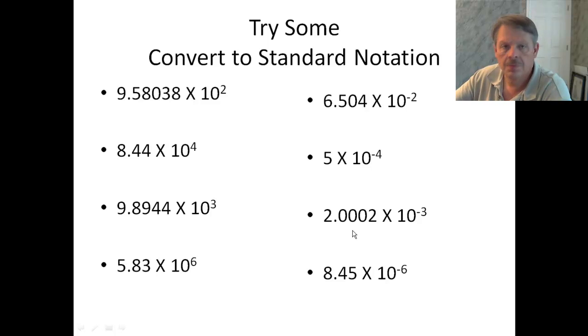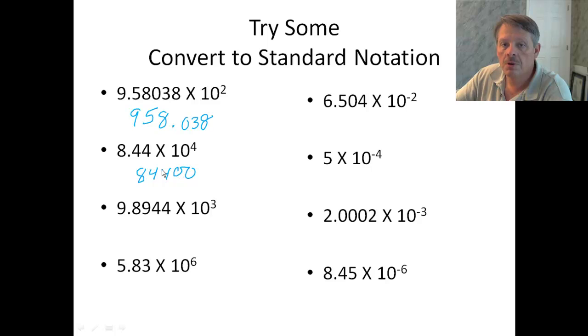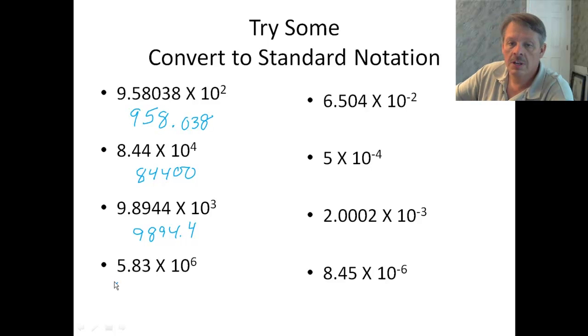Okay, your first one over here is 958. We have to move the decimal point 2 positions to the right, 038. Here we have to move it 4 to the right, 84400. Here we have to move it 3 to the right, 9894.4. Here we have to move it 6 to the right.